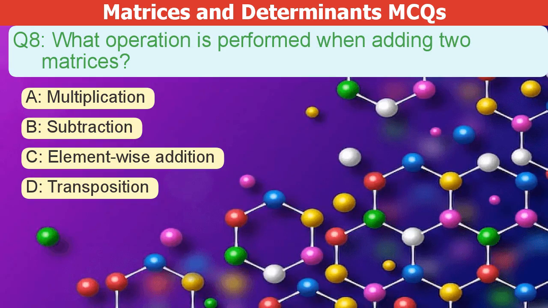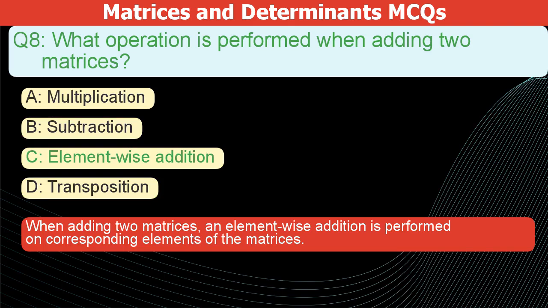What operation is performed when adding two matrices? A. Multiplication. B. Subtraction. C. Element-wise addition. D. Transposition. The correct answer is C. When adding two matrices, an element-wise addition is performed on corresponding elements.